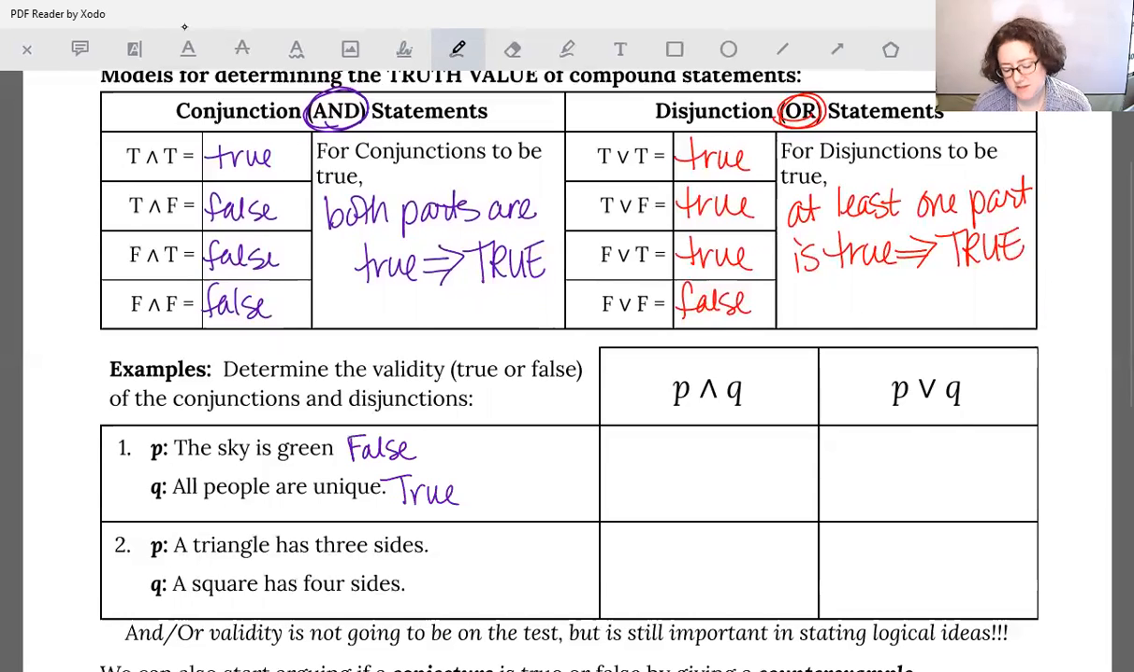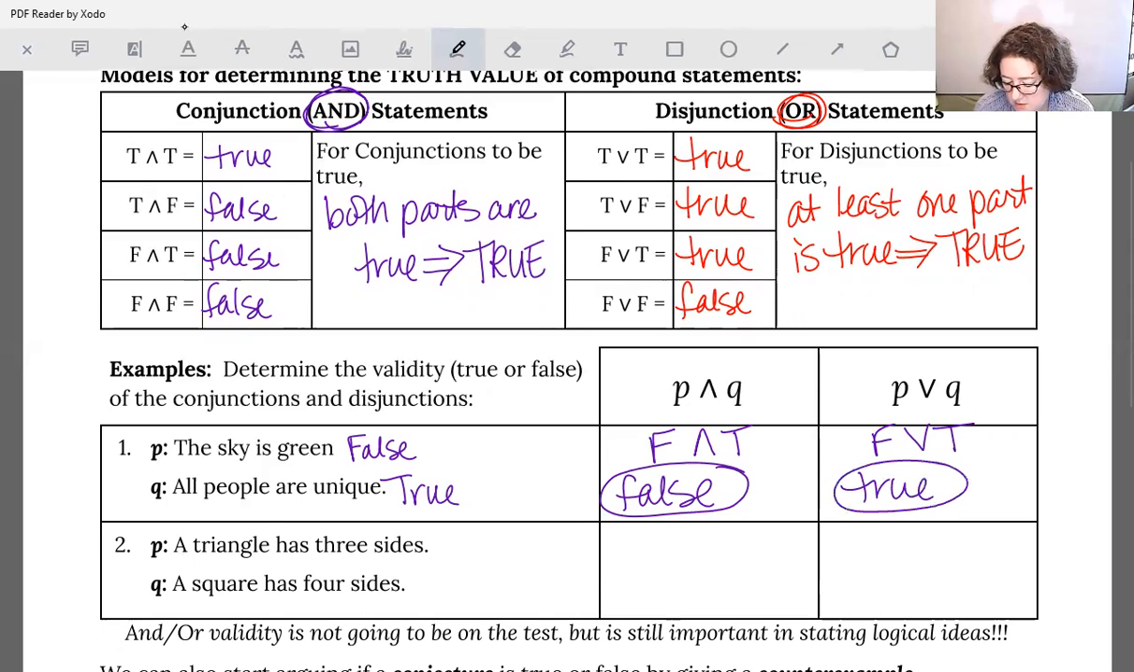So if we're looking at an and statement, in other words, P and Q, we're thinking about our false statement and our true statement. Well, again, for and statements, how many parts need to be true? Both of them. So this whole statement is false, unfortunately. As soon as we go over to the or statement, though, P or Q, or we can think false or true, well, we've got at least one piece true, that all people are unique. And so this statement is going to be true when we put those ideas together.